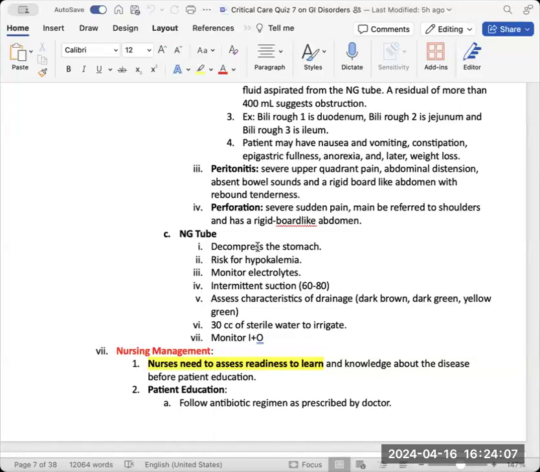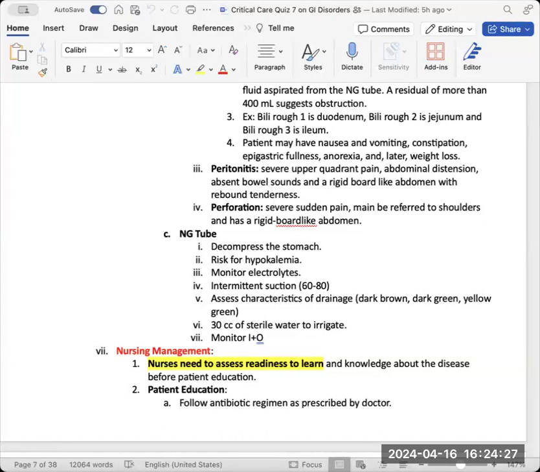Is it hypokalemia? Yeah, they're at risk for hypokalemia, so we want to make sure we monitor electrolytes. We want them on intermittent suctioning because too high would be really bad for the stomach and can actually hurt the lining of the stomach. Does anybody remember the number that it should be at for intermittent?